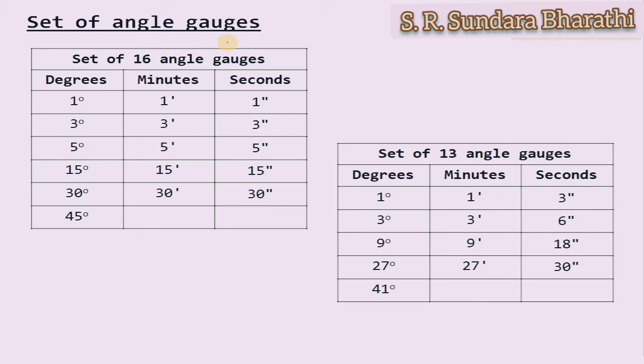This is a set of angle gauges: a set of 16 angle gauges, a set of 13 angle gauges, various types of gauge blocks are available. They are given in degrees, minutes and seconds to get an accurate value. This is the reason manufacturers give various sizes of angle gauge blocks.